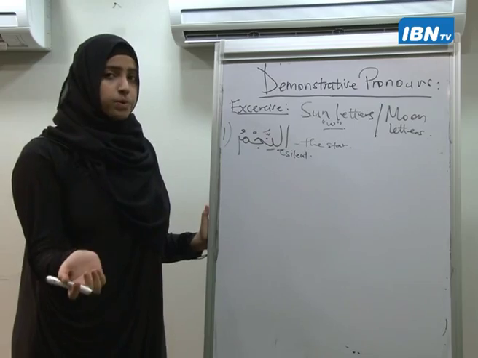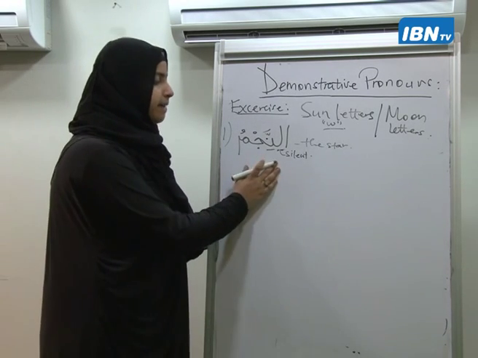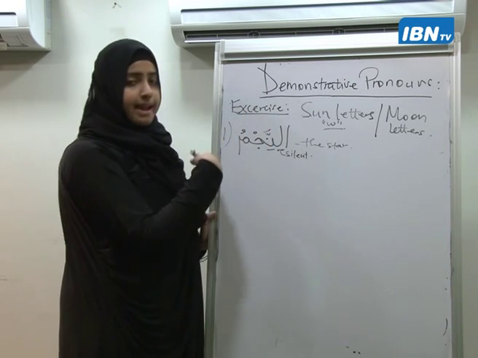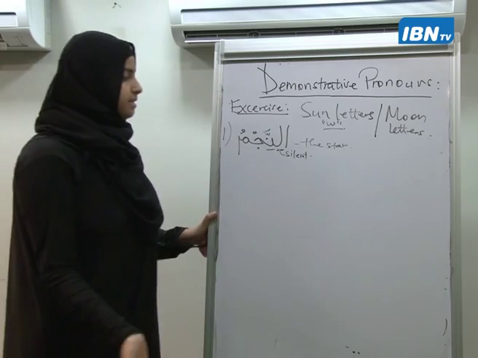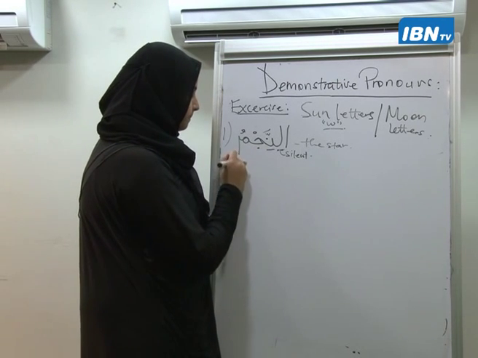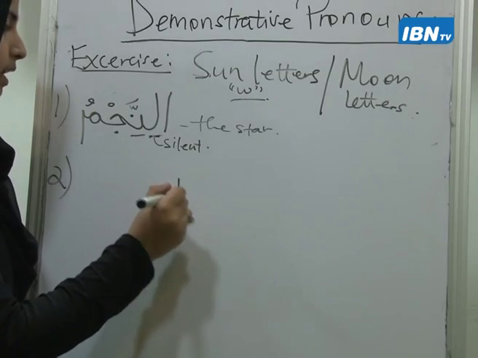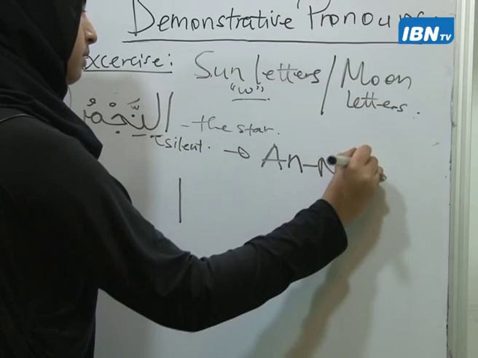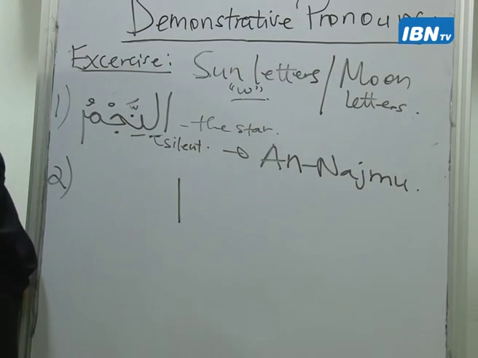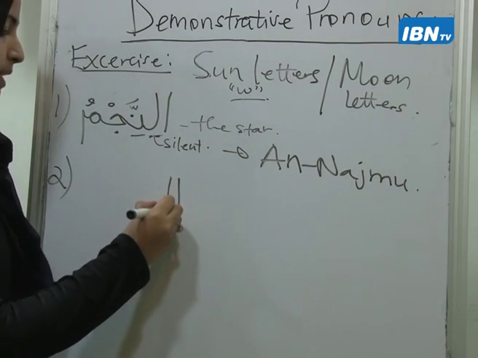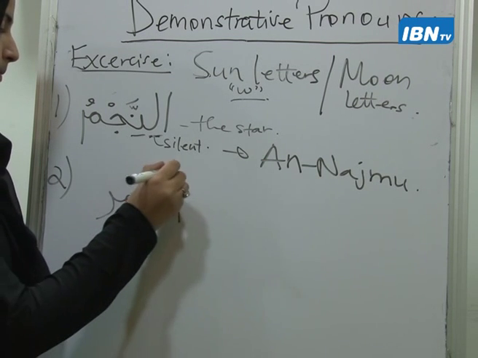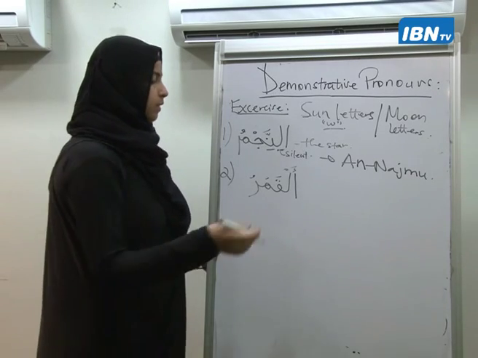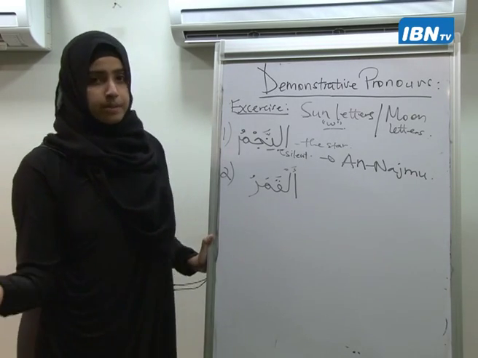Can I say al-najmu? No. Why? Because the lam here is silent. Therefore, this lam will be silent, and of course the next letter will be carrying the tashdeed sign, right? So I'm going to pronounce it as an-najmu, okay? What if I have this word here? Al-qamar. Okay, I've blurted out the answer, so now you must be knowing.